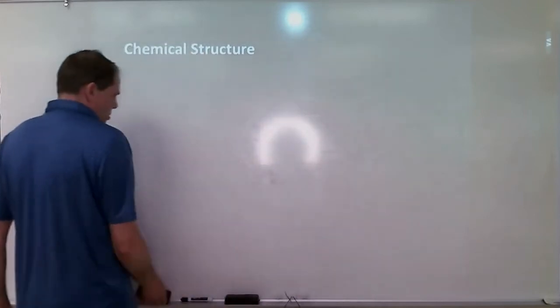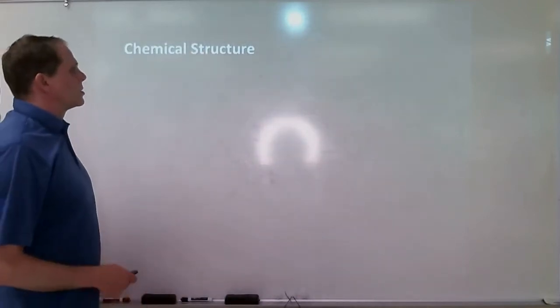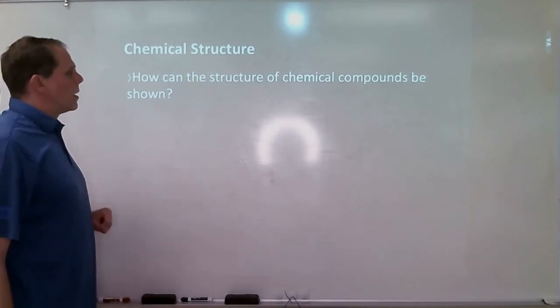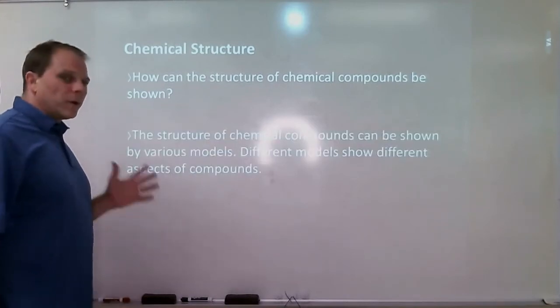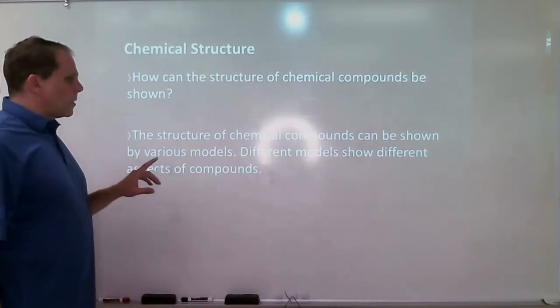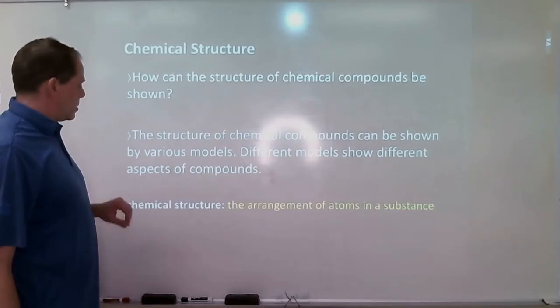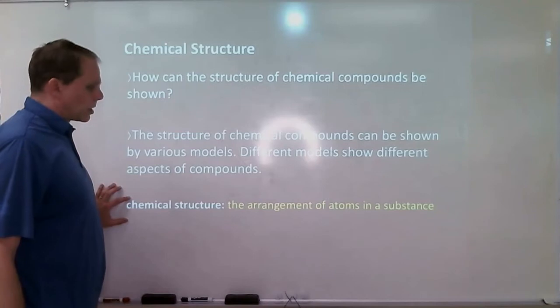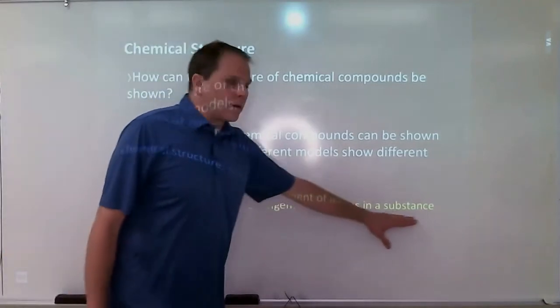All right, so let's talk about structure of chemicals, right? The chemical structure. How can the structure of chemical compounds be shown? We have basically three different ways that we want to show these, okay? Structure of chemical compounds can be shown with these three different models, about to get to there. But first, let's talk about what we mean when we use that term chemical structure. We're just talking about the arrangement of the atoms, okay?